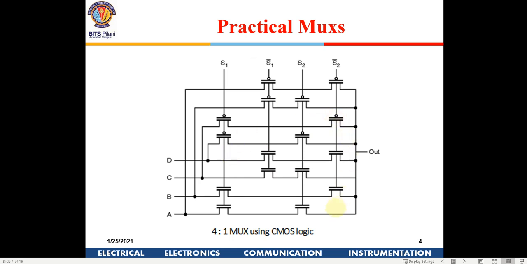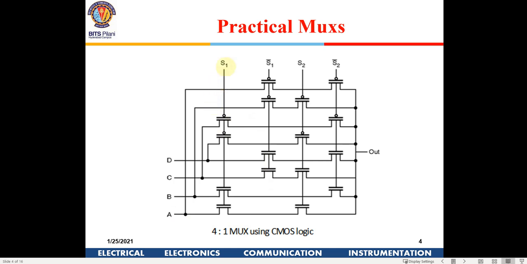So in real VLSI circuits these days, we don't use inverters and AND gates for implementation of a mux. We directly implement using MOS transistors, CMOS transistors, which act like a switch. Like in this case, this is just an example. The enable has not been shown here, but you can insert the enable also.